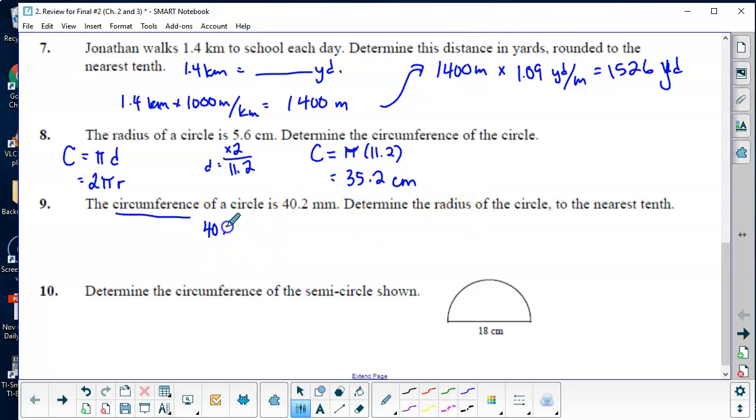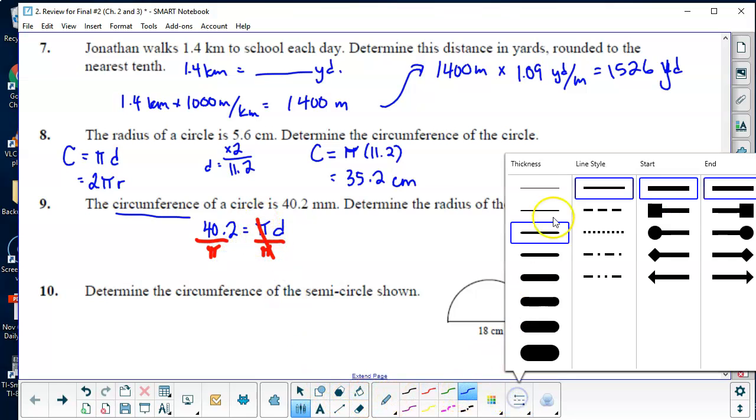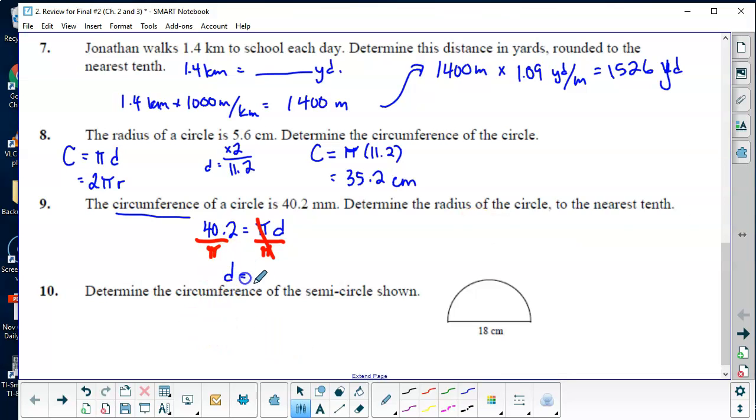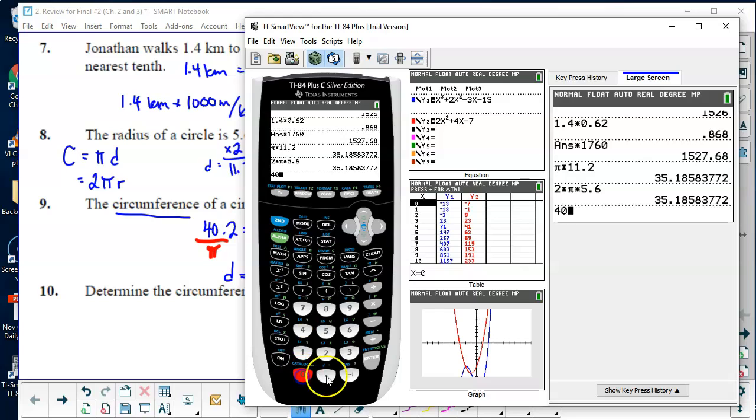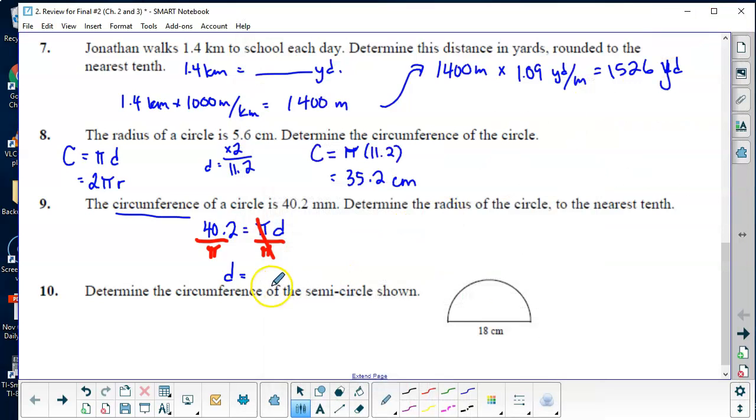So now 40.2 equals pi d, okay? And then once we get the diameter, we can divide by 2. This is one way of doing it. So how do you get d by itself? You're going to divide by pi, both sides, so those divide out. So then you get d equals 40.2 divided by pi is 12.796. I'm going to round to 3 decimal places because I'm not done yet.